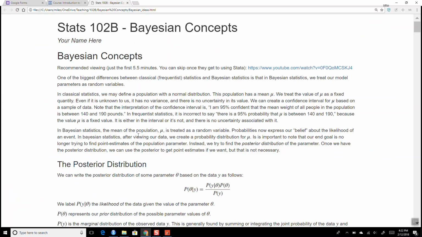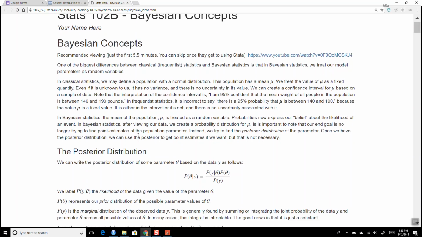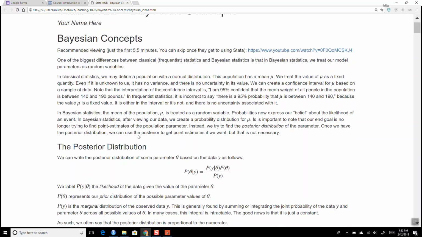But I guess I'll read through some of it, and I'll point out how we can illustrate some of these ideas here, okay? And you can go in your own time and mess around with this. There's a little video put on by the people at Stata on covering Bayesian ideas, and the first 5.5 minutes is, I think, recommended viewing, and then the rest, when they start covering how to use Stata, you can skip it.